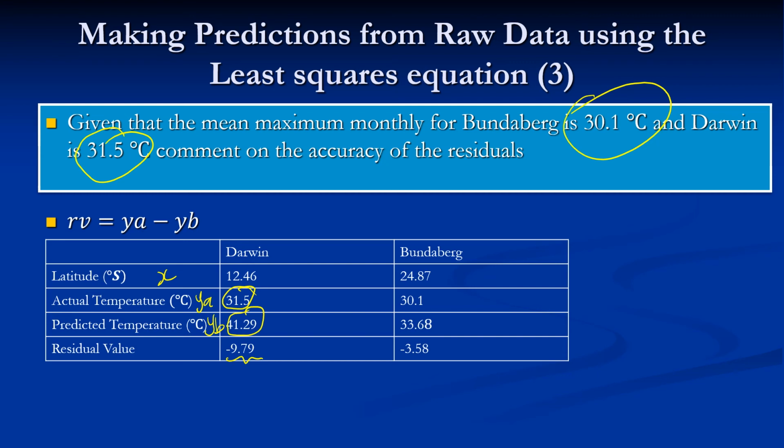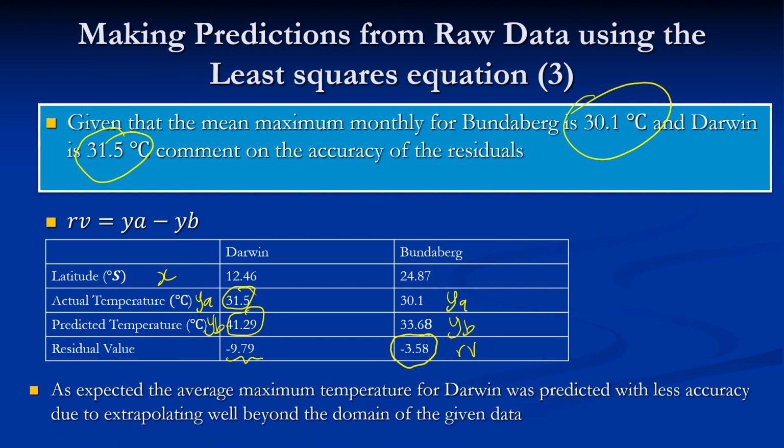Now, if we have a look at Bundaberg, we've got an x value of 24.87. That's our degrees latitude, but we want to work out YA minus YB to get our residual value. So 30.1 minus 33.68 will give us negative 3.58. Now this is expected, isn't it? As expected, the average maximum temperature for Darwin was predicted with less accuracy. That's due to extrapolating well beyond the domain of the given data.